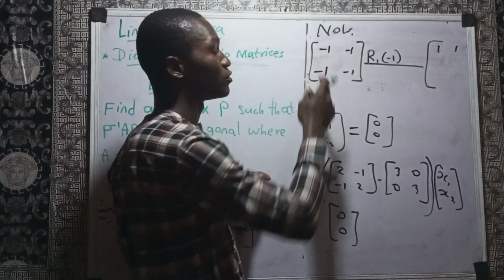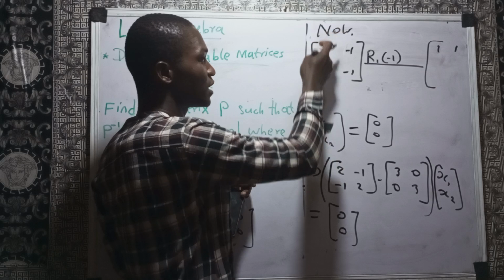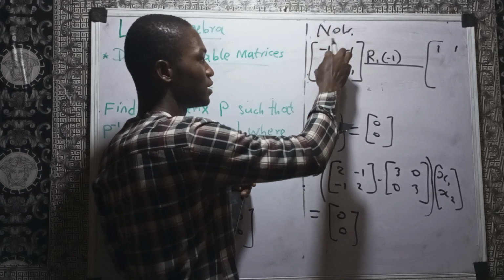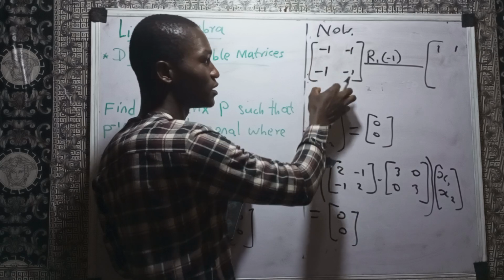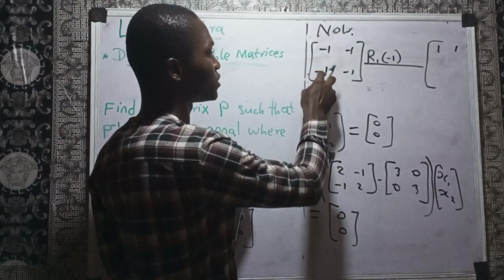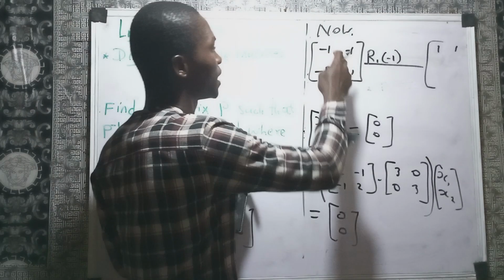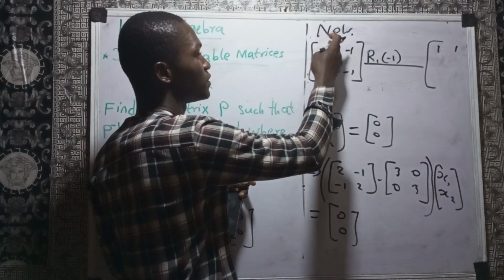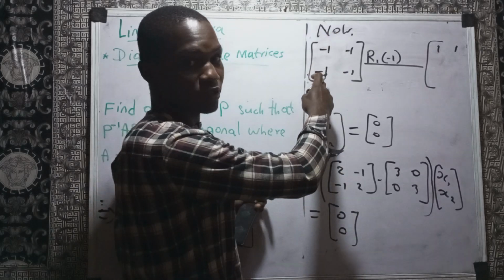Then, after the first non-zero entry of that row, that is the leading entry, every other thing below the leading entry should be 0. So the leading entry here is this, and what is below it is this. How do we make this 0? When you do positive 1 plus negative 1, you get 0.